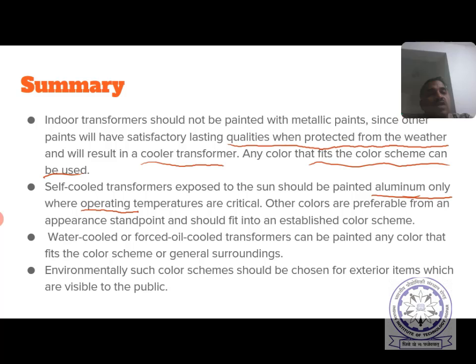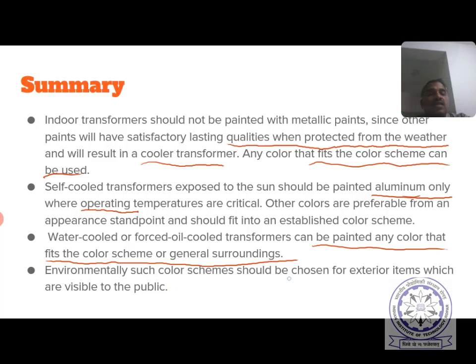Water-cooled or forced oil-cooled transformers can be painted any color that fits the color scheme or general surroundings, because the moment your cooling system is there, it's not a plain transformer. Therefore, the color effects will become insignificant, because radiation will not dominate; air fans and coolers can be used. So additional convection etc. will dominate. Therefore, this effect can be neglected.